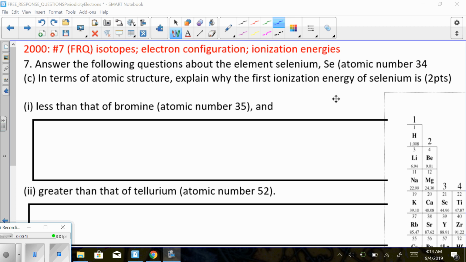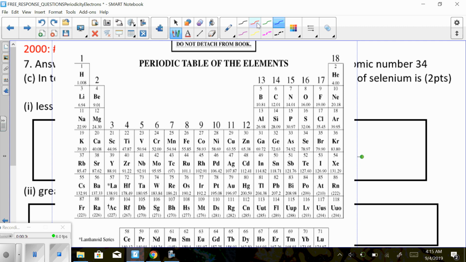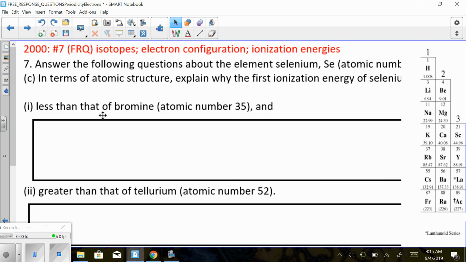And we have a question about selenium compared to bromine, and we want to know why the first ionization energy is less than that of bromine. If we look for those two on the periodic table, here's bromine and selenium. They're in the same energy level. The only difference is that bromine has one more proton. Let's look at a good explanation for why bromine would have a higher ionization energy, or why it would take more energy to remove that electron from its outer shell.